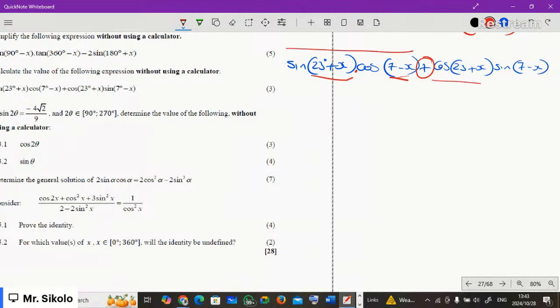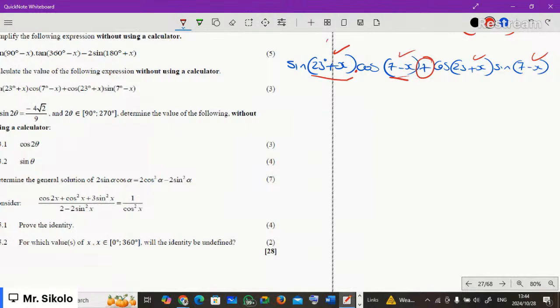Now what do we have in common before the addition sign and after the addition sign? We notice the angles are common. This angle is common to this one, and this angle is common to this one. So we do not have to change any angles. Because this is multiplication, it's sine multiplied by cos, and after the addition sign it's cos multiplied by sine. So this is a compound angle.